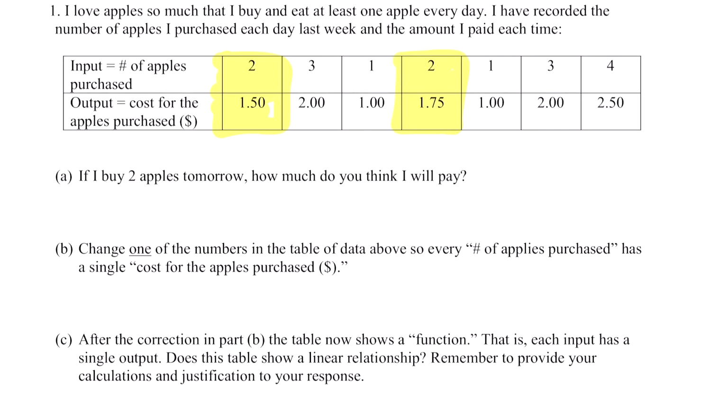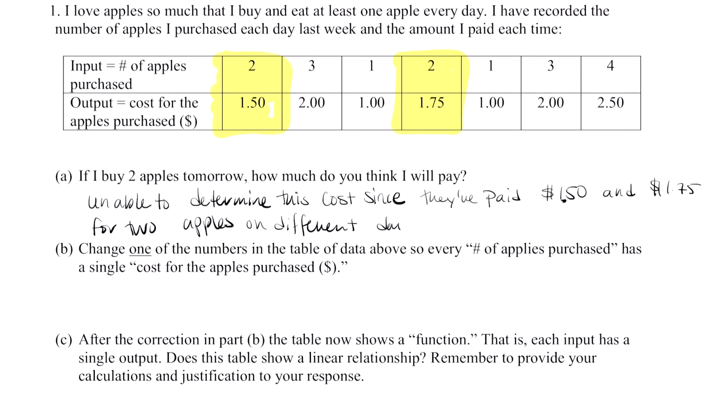And this is not really that clear. So it's unclear how much they'll pay tomorrow because they've paid different costs on different days. So we're unable to determine the cost since the author here has paid $1.50 on one day and $1.75 on a different day for the 2 apples. So we really can't determine how much they'll pay.